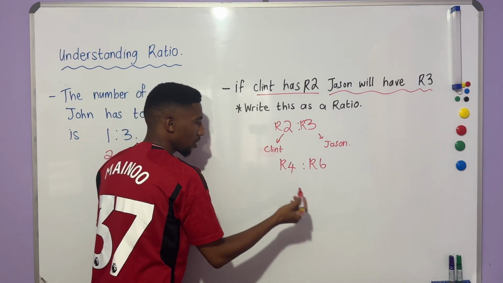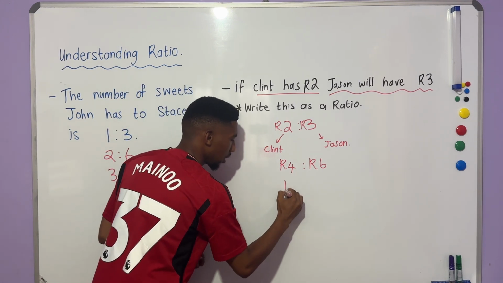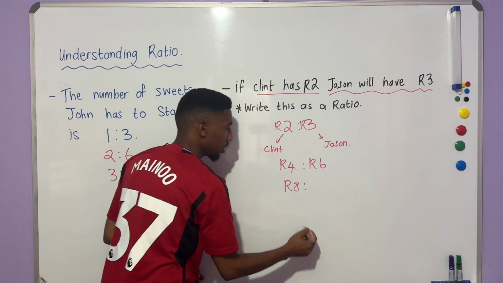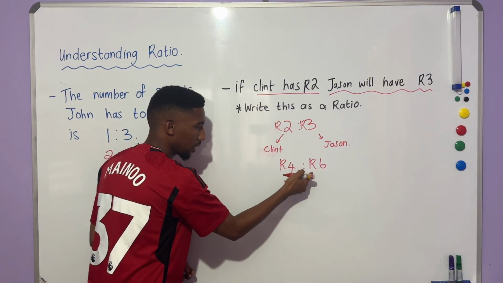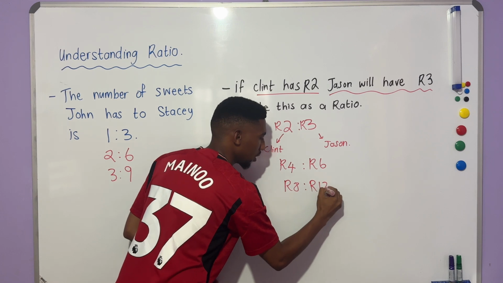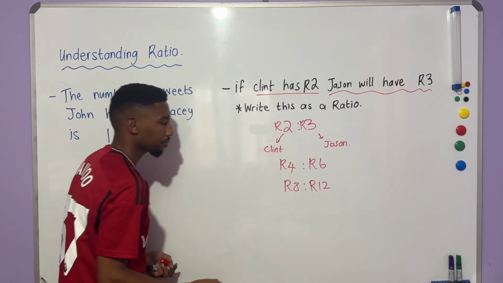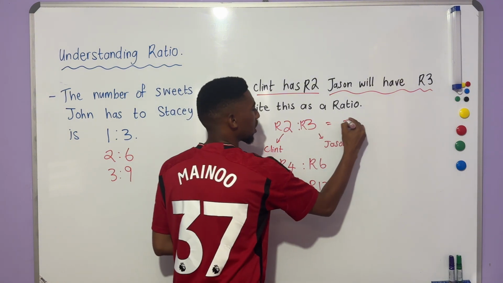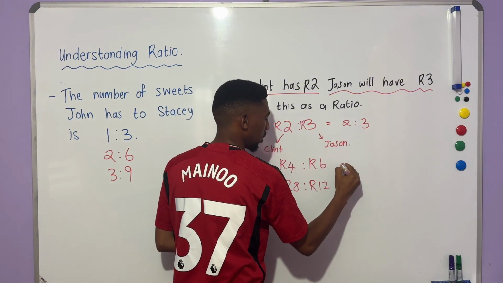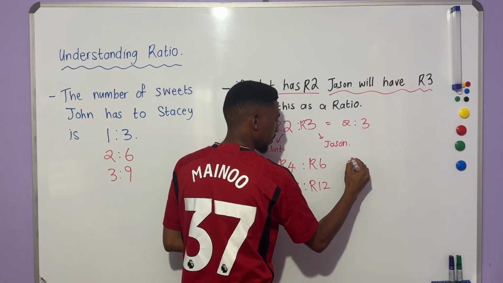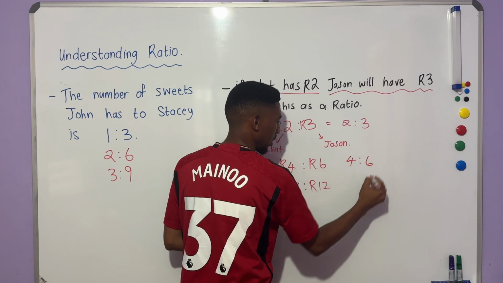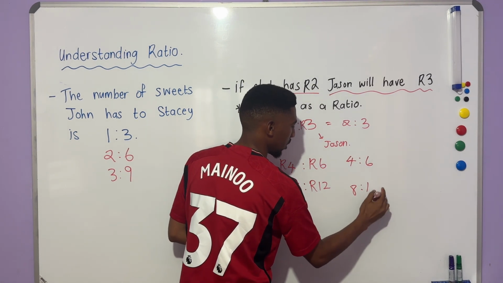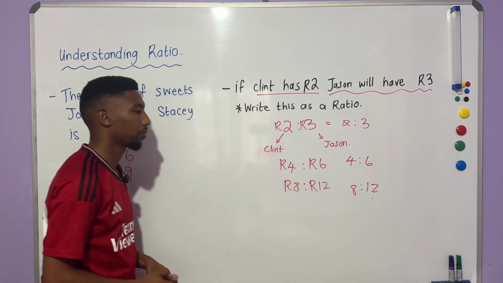Now, for example, this is the last one. If Clint has 8 rand, then if Clint's doubled again, Jason's will double, and Jason will have 12 rand. And that is the ratio that we have there. Normally, we don't write the units with the ratio, so we can write it like that and like that over there.